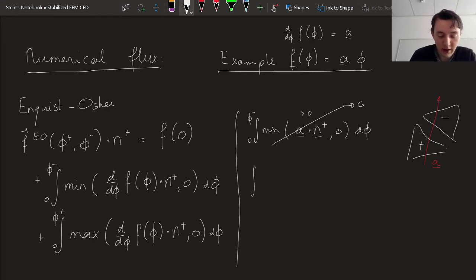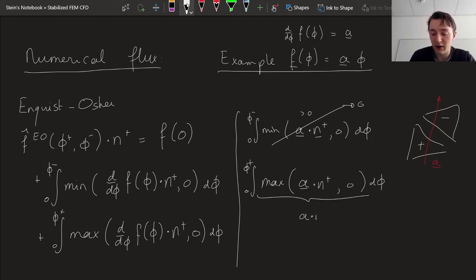Then we have the second case, 0 to phi plus of the maximum of, well, the same thing, a dot n plus, or 0. So now we have the maximum of a positive value and 0. Well, that's going to be that positive value. So this is simply going to be a dot n plus. So then I have the integral from 0 to phi plus of a dot n plus d phi. Well, that's going to be equal to a dot n plus times phi plus.